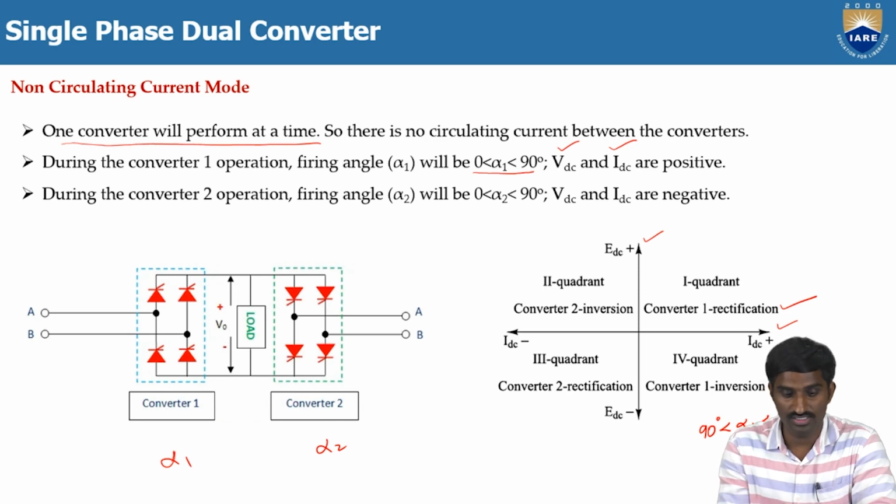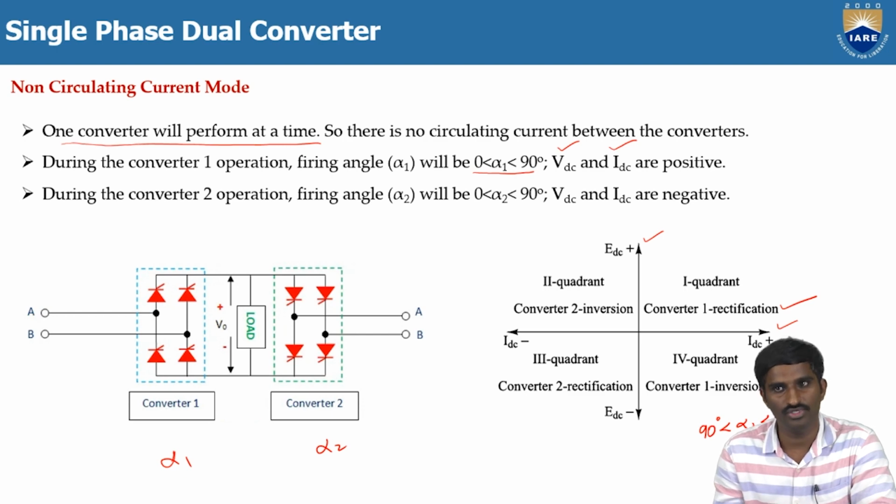Because this is the non-circulating current mode, at a time we should operate only one converter, so I'm taking them one by one. First I considered the first converter. If you want to operate the first converter in the rectification mode, you have to give the alpha value between 0 and 90 degrees. And for the inversion mode, you have to give the alpha value between 90 and 180 degrees. That is about converter 1.